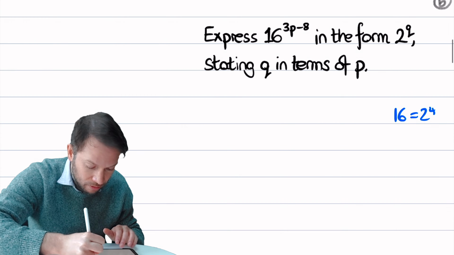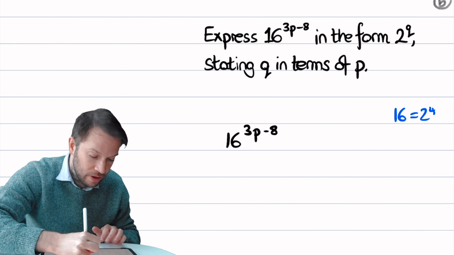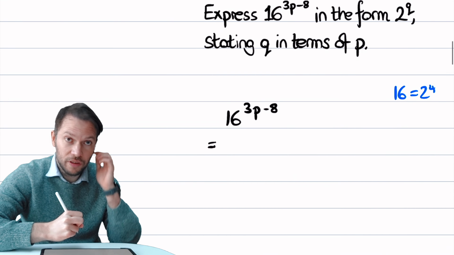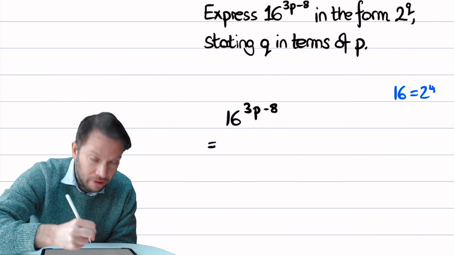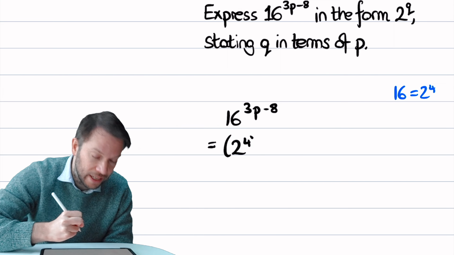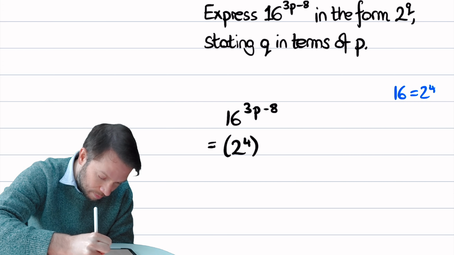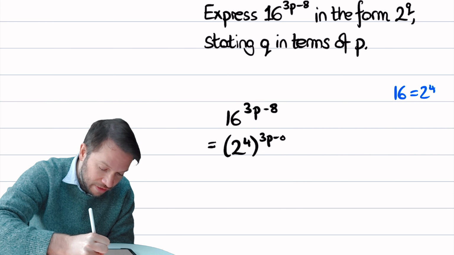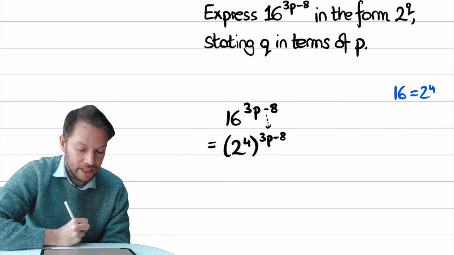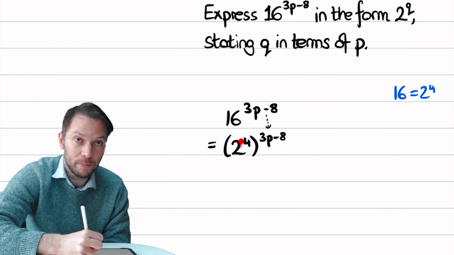Well, let's just copy it out. We've got 16 to the power of 3p minus 8. Now, as we said, 16 is 2 to the power of 4. So we're going to replace the 16 with 2 to the power of 4 in brackets. The reason for the brackets is because we can then raise that whole thing to the power of 3p minus 8. So we can copy this index down like that. All we've done is replace the 16 with 2 to the power of 4.